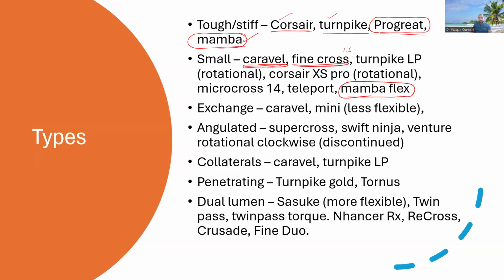Caravel has an excellent crossing profile. Caravel has 1.9 French size at the distal tip, or the crossing profile. It's almost 0.62 millimeter in size. So pretty good. So imagine a balloon of 1.0, if it's not crossing, you may be able to cross with this. Two Caravels can fit in one 6 French guide. So that's the cool thing about this. You can put two in there. It can go through the collaterals as well.